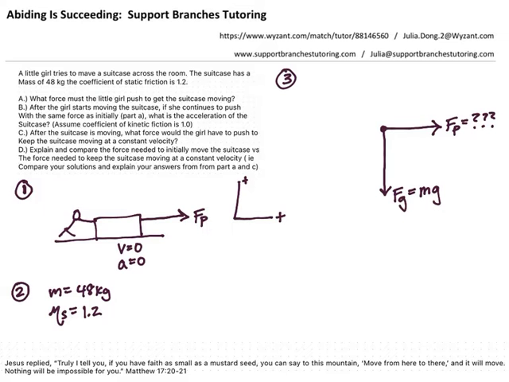What else do we know? Well, we know that this suitcase is not moving up and down. So there has to be some type of force that's opposing gravity. We would call that the normal force. It is basically the force of the floor that's pushing back up on this object and keeping it from falling down. So I'm going to put F_N in there.